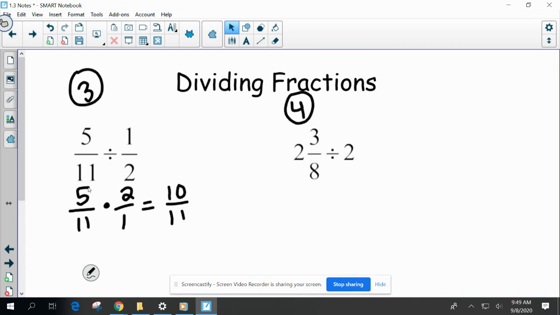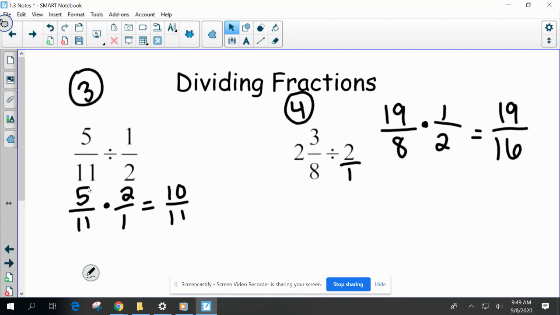Number 4, I need to put 2 3/8 into an improper fraction. So what would that become? 19 over 8, and then switch to multiply, and then flip 2 over 1 to be 1/2. So then if I multiply straight across, I get 19 over 16. And then I need to change that back into a mixed number. So 16 goes into 19 one whole time. And how many are left over? 3/16.